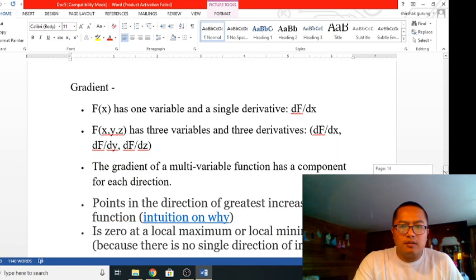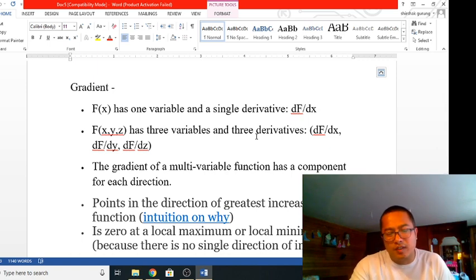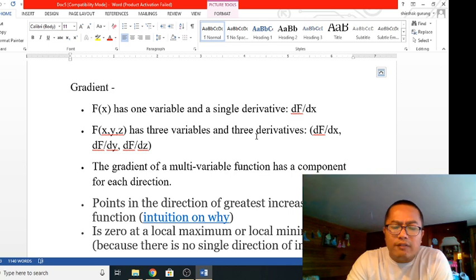For a function of a single variable, the single derivative is df of dx, d by dx. If there is a function of three variables, then when you're finding gradients, whatever you'd like to call it, we have to have three derivatives: one in the x, one in the y, and one in the z. So the gradient of a multivariable function has a component in each direction.